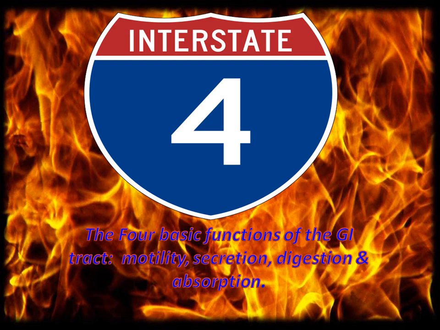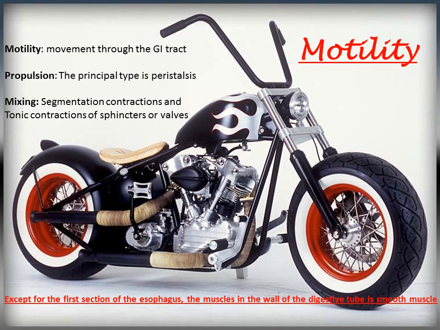The four basic functions of the GI tract are motility, secretion, digestion, and absorption. Motility is done through peristalsis, which is rhythmic contracting of smooth muscle to propel food through the GI tract. The body also uses rhythmic segmentation. Rhythmic segmentation is contracting of the small and large intestines to mix food.